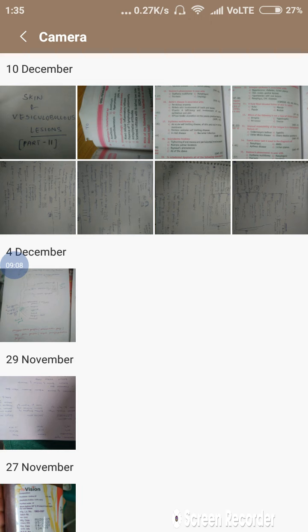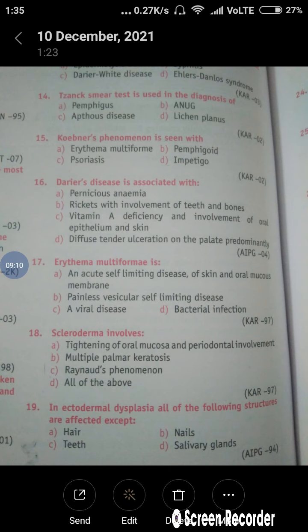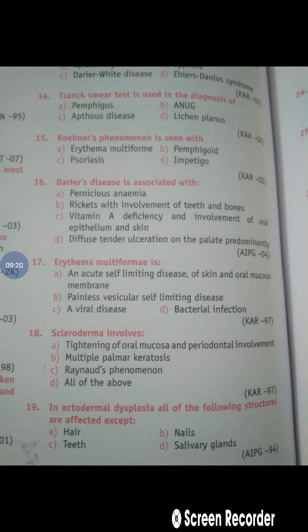So I think you must be having a doubt in question number 19. So I must read the answer which is written. Okay. So according to this, option D is correct according to Schaeffer's fourth edition. Actually, all the four options are involved in ectodermal dysplasia. Hypoplasia of salivary glands with resultant xerostomia is also seen in ectodermal dysplasia. We were talking about ectodermal dysplasia.